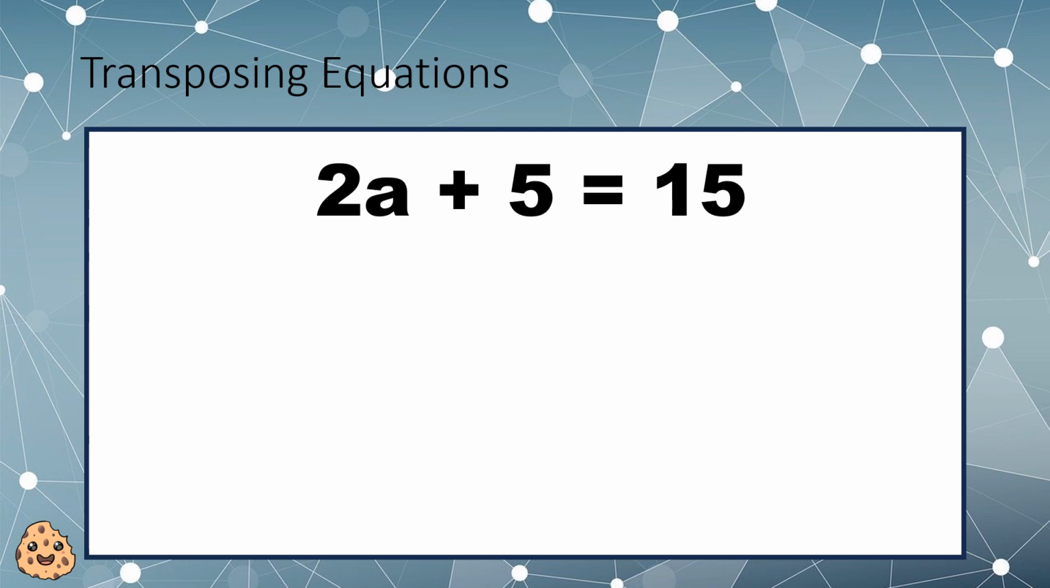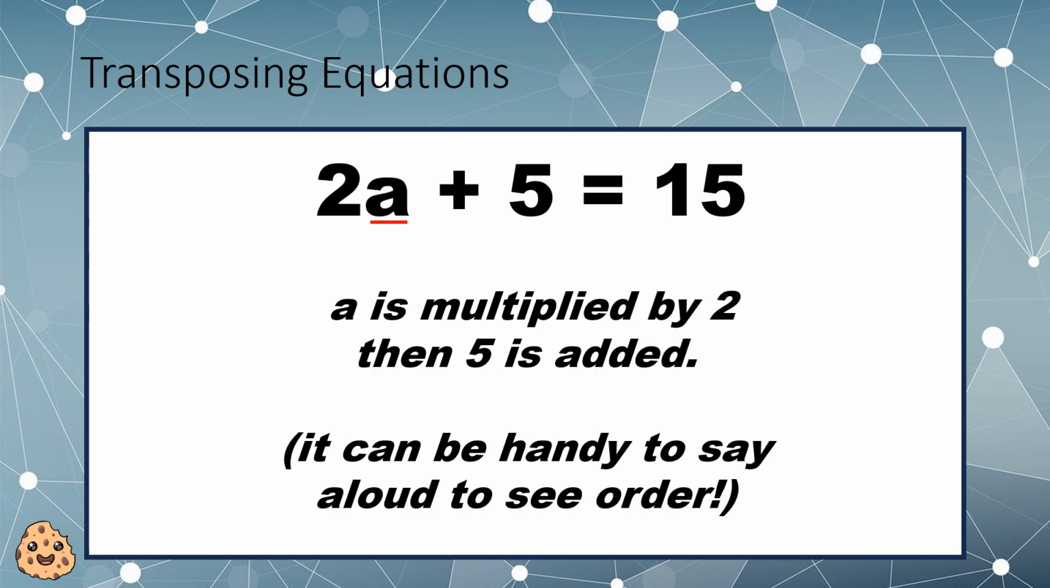To transpose an equation, we want to get rid of any numbers or terms that don't have the variable involved. In this case, our variable is a. If we look at our a, we can see that it is multiplied by 2 and then 5 is added, which equals 15 in total. Now, when working with transposing equations, you always want to deal with what's called the constant, or the number that's furthest away from affecting our variable, in this case, again, our a. So, whilst it is multiplied by 2, it is then added to 5. So you want to work in reverse order.